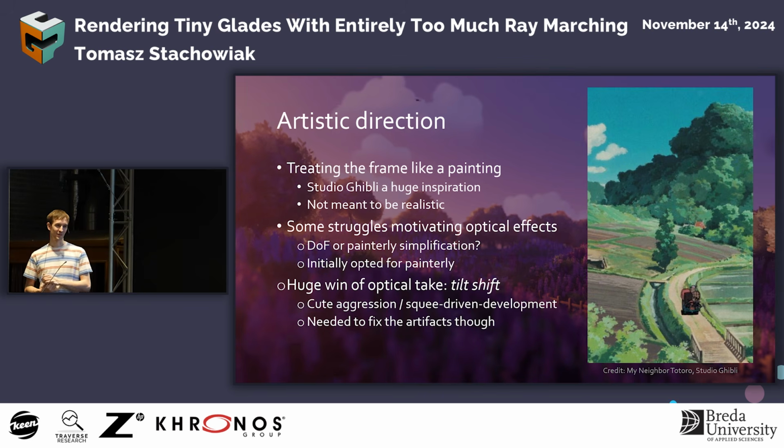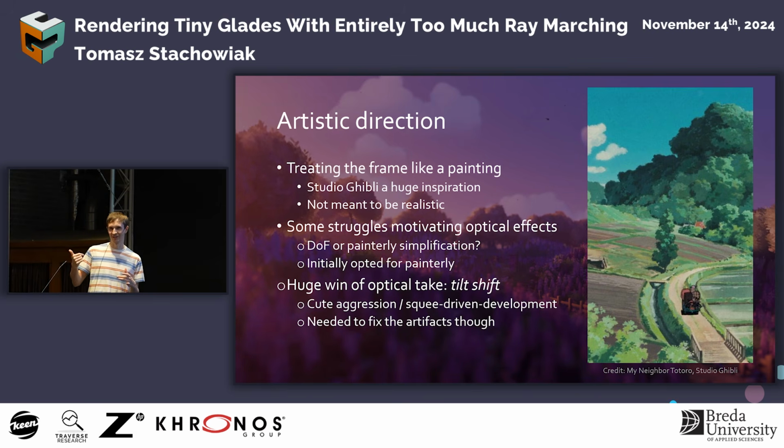So for some time we stuck with that, but eventually a proper optical depth of field won over because of one important feature, that was tilt shift. Because we use what we call squee-driven development, where you try to maximize cute aggression. And it turns out if you have this cute little diorama and then you turn on tilt shift DOF, and everything looks even tinier, you just have this reaction, and that was sufficient to completely win over and move to a proper optical effect.